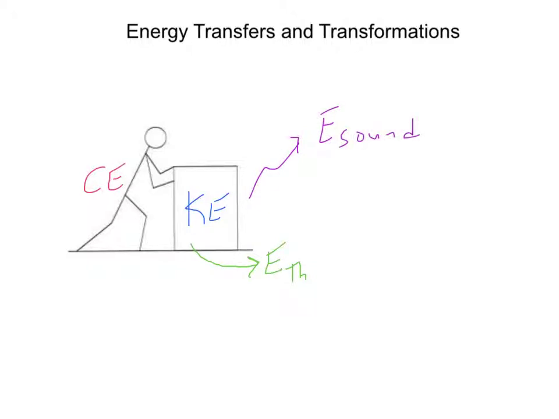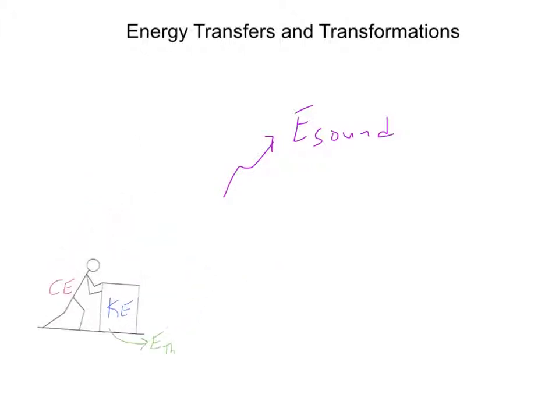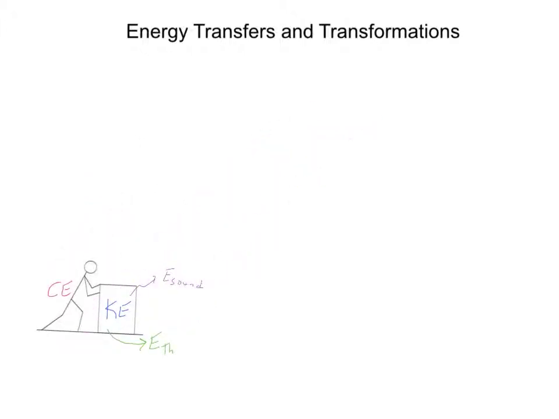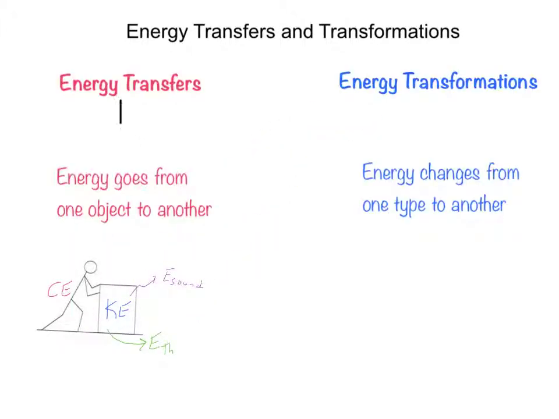So from this we can see that when you push a box across the floor, some of the chemical energy that you use to push that box becomes different types of energy in that box, and some of that energy gets transferred off into the environment. We call this energy transfers and energy transformations. An energy transfer is when energy moves from one object to another, and an energy transformation is when energy changes from one type of energy to another type of energy.